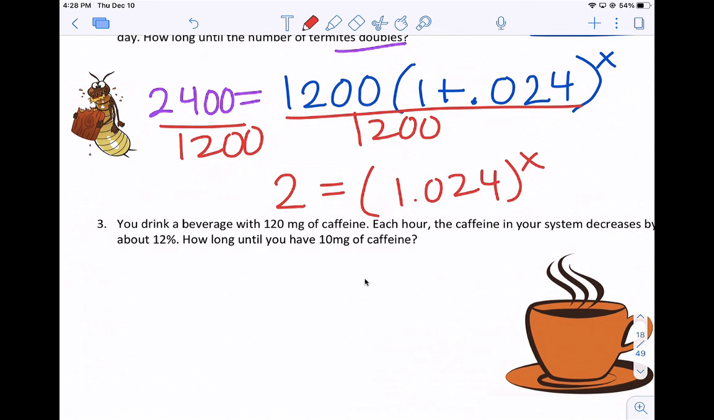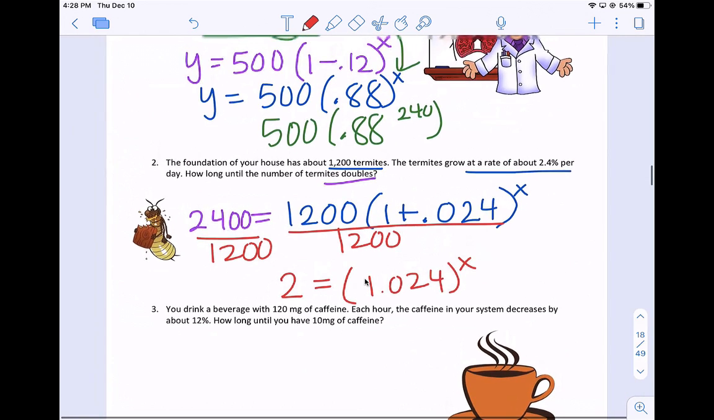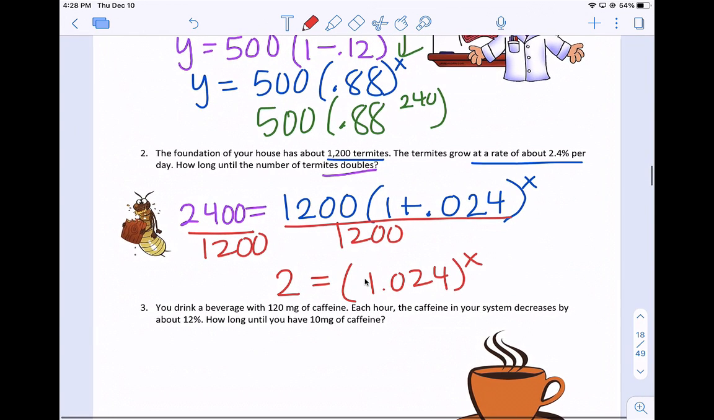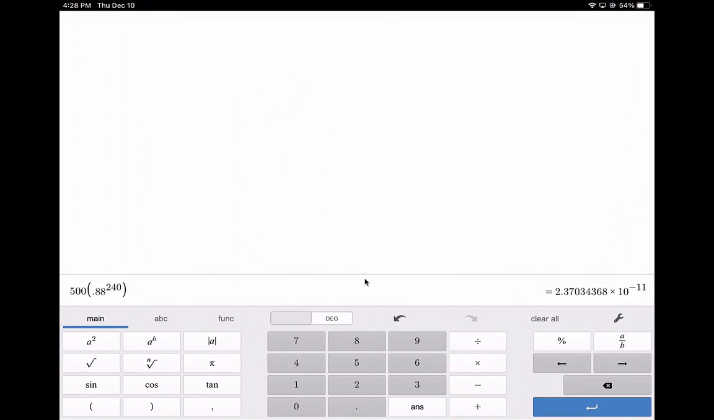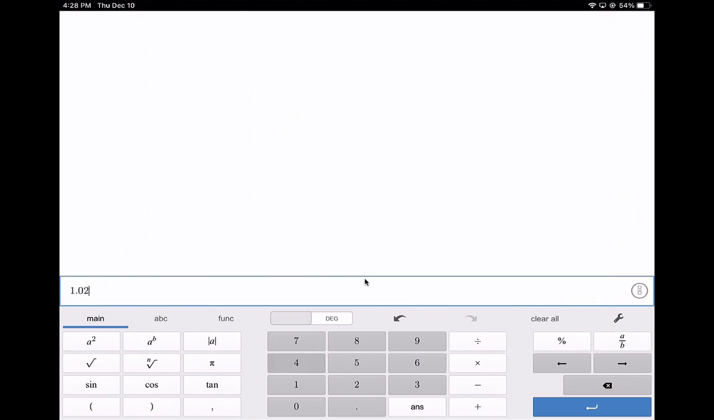And now I'm going to guess and check this. Again, when we don't know the exponent, we guess and check it. So when I type it into my calculator, I'm looking for how long until it doubles. And is this per day? Yeah, per day. So it's the number of days until it doubles. All right, so I'm going to pop up my calculator, and I'm going to clear this, and I'm going to do 1.024, and the number I'm looking for is 2.